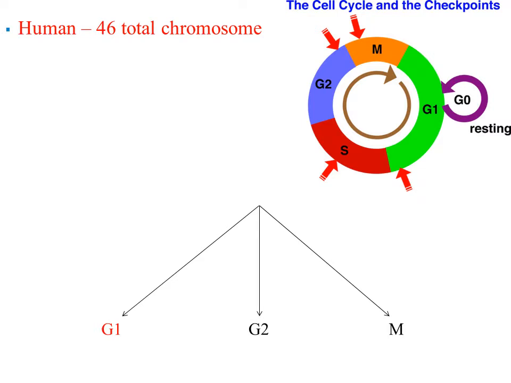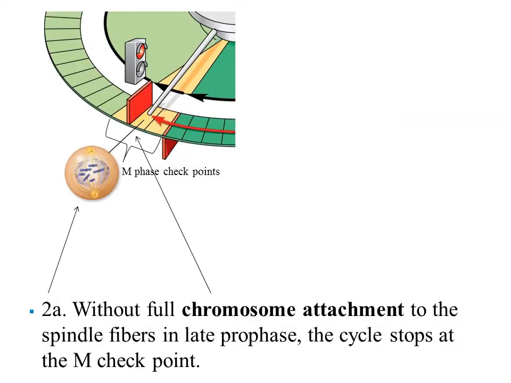Humans have 46 chromosomes. So 2A is still talking about an internal signal. Without full chromosome attachment to the spindle fibers in late prophase, the cycle stops at the M checkpoint. So again, we have this big beautiful wall. This big beautiful wall needs to be destroyed or lowered. This wall is chromosome attachment.